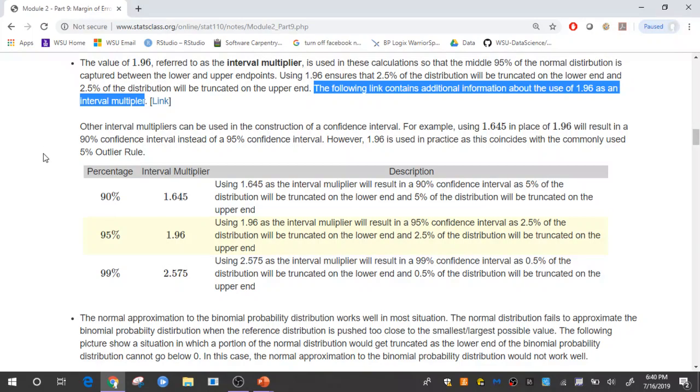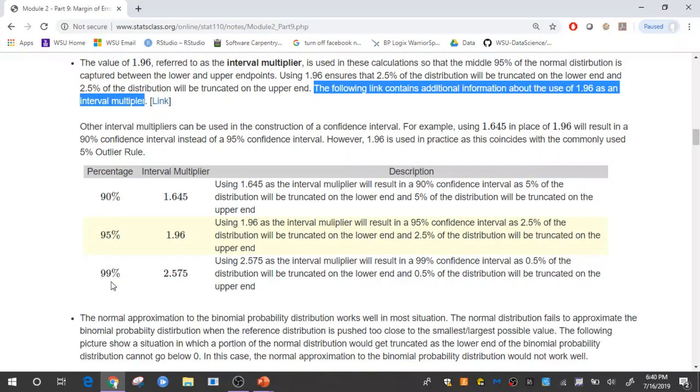Most standard statistics textbooks will talk about other percentages that you can use. So suppose I wanted a 90% confidence interval instead, my interval multiplier would be 1.645. If I construct a 90% confidence interval, that means I'm going to be truncating the lower 5% and the upper 5% so that I'm left with 90% in the middle.